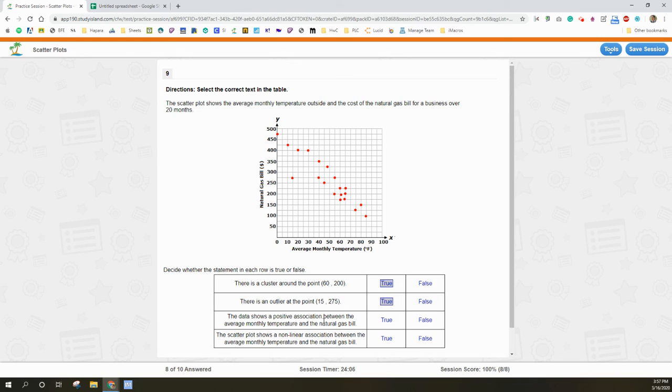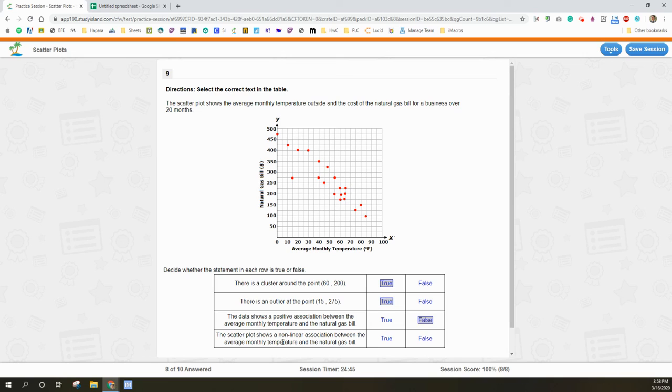Next, the data shows a positive association between the average monthly temperature and the natural gas bill. That is false. A positive association would show that as the average monthly temperature increases, the natural gas bill also increases, but that is not what's going on here. As the average monthly temperature increases, we have a downward sloping line. The natural gas bill is going downwards as we look at it from left to right. So as the average monthly temperature increases, the natural gas bill decreases. That is a negative association. This is positive association. That's false.